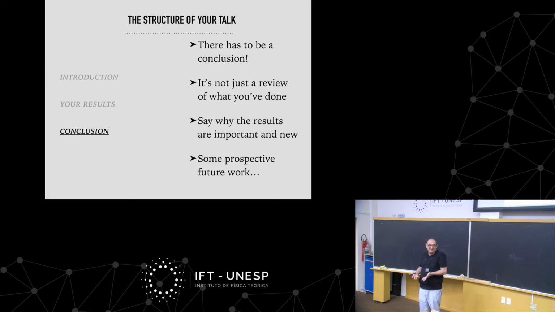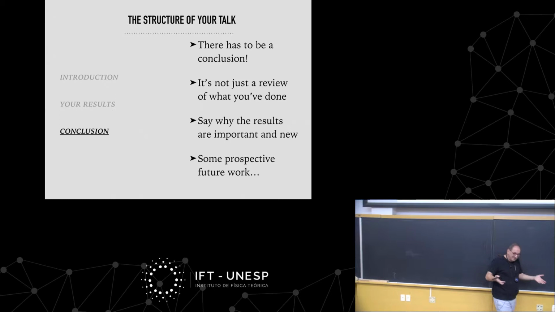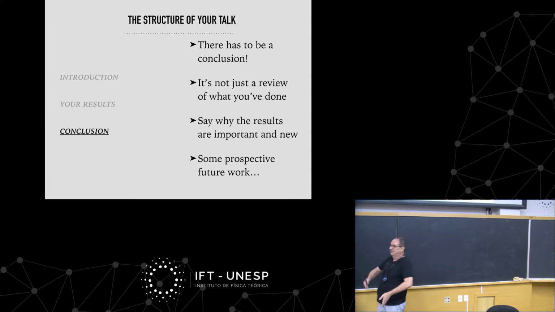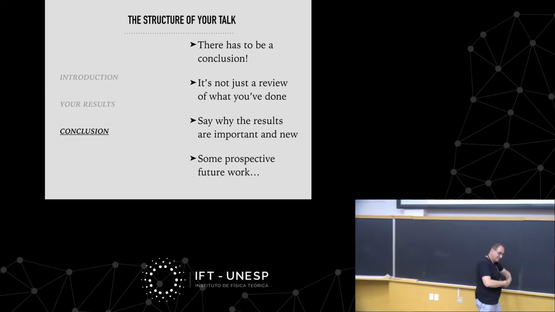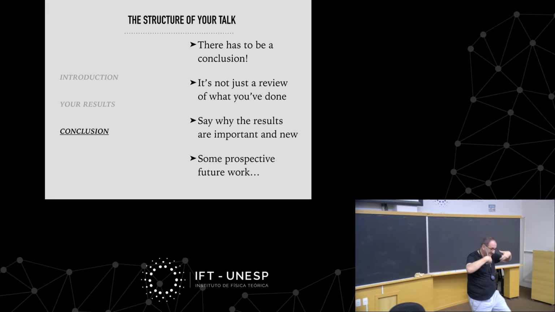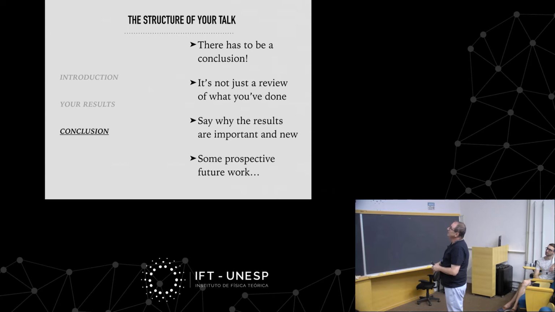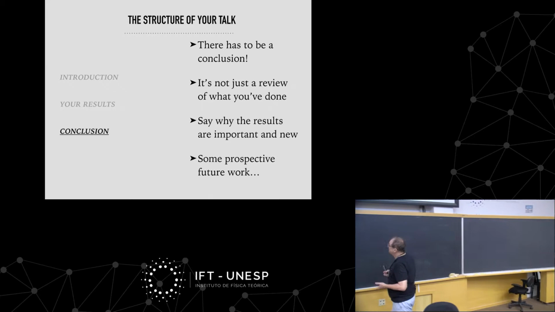So you have to give a conclusion that says, this work, this result shows, for instance, that some experiment should be done in this and this direction and so on. So it's not just repeating what you did. It's trying to give an opening to how this connects and how this may influence other works. And this comes exactly with also mentioning some prospective future work. So this comes also in the conclusion.